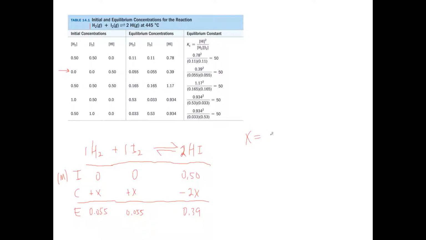Okay, let me suppose you paused the video. X is 0.055, right? 0 plus x is 0.055. Okay, now let's prove it to ourselves that this was useful.